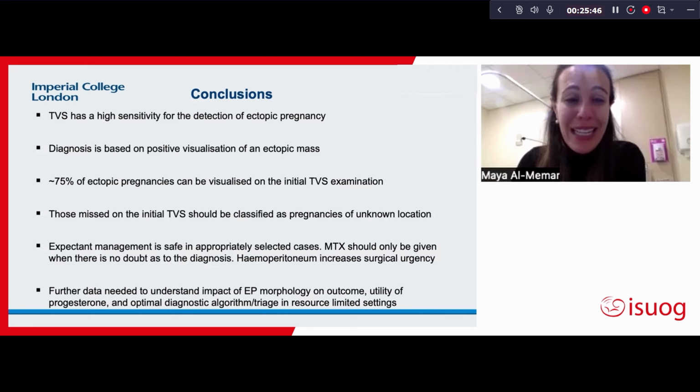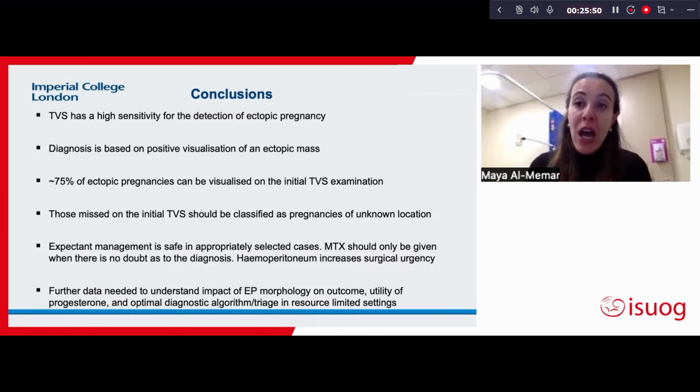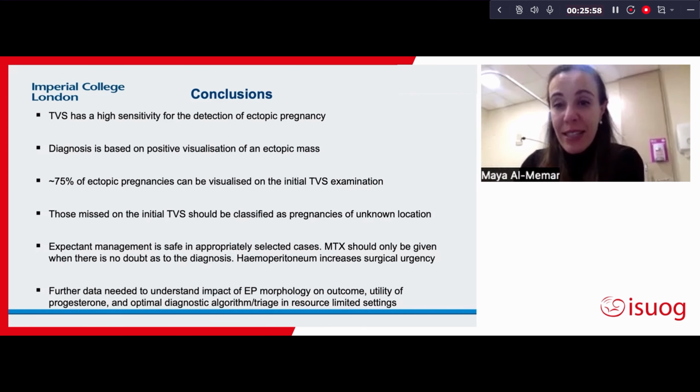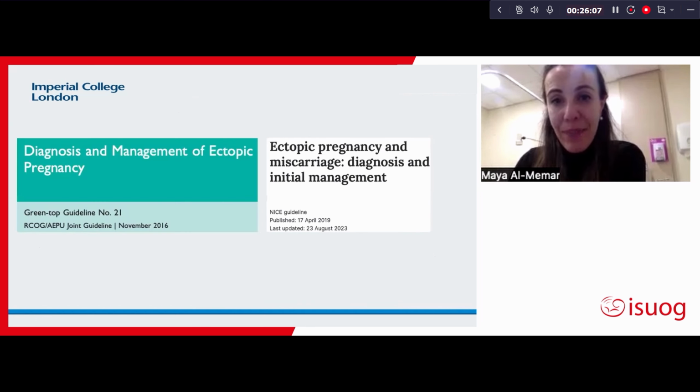What we do need is further data to understand the impact of the ectopic pregnancy morphology on outcome, the utility of progesterone, and of course, optimal diagnostic algorithm and triage in more resource-limited settings. And this is critical to enable us to improve the morbidity and mortality globally from ectopic pregnancy.